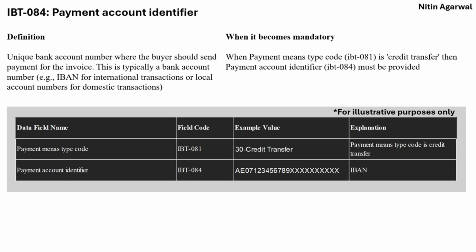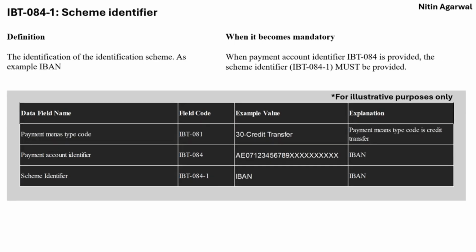In the example, we can see IBT 081 has the value code of 30 with a credit transfer type, and therefore the payment account identifier is the IBAN number which has been mentioned. The scheme identifier is a codified list that identifies and categorizes the payment account identifier. From our previous example, IBAN and local account numbers are values reported under the scheme identifier for the payment account identifier.